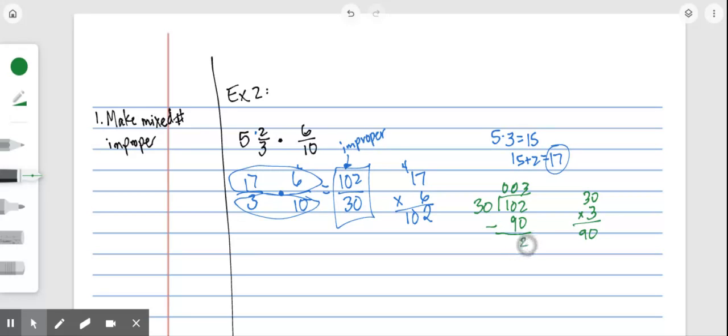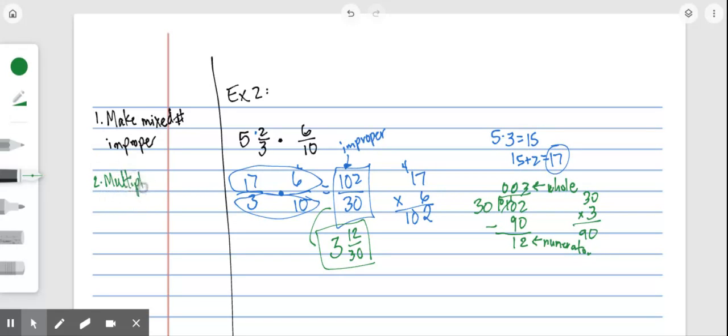Okay, so I'm going to put a 3 up here, and I'm going to put 90 down here. 2 minus 0 is 2. 0 minus 9 is nothing, so I borrow. 10 minus 9 is 1. So 12 is my numerator. And my whole number is this 3. Okay, so this becomes 3 and 12/30. So both of these are equivalent. They're exactly the same. It's just the bottom one, the green one, is in mixed number form, and the top one is in improper fraction form.